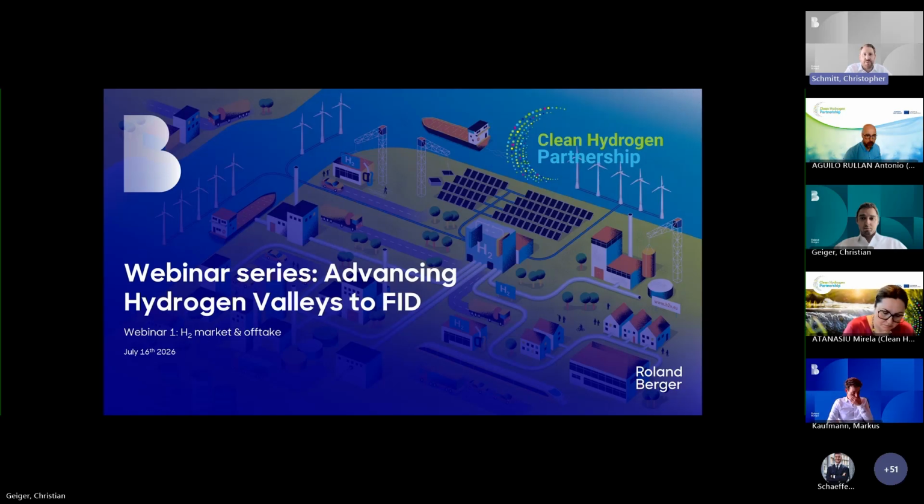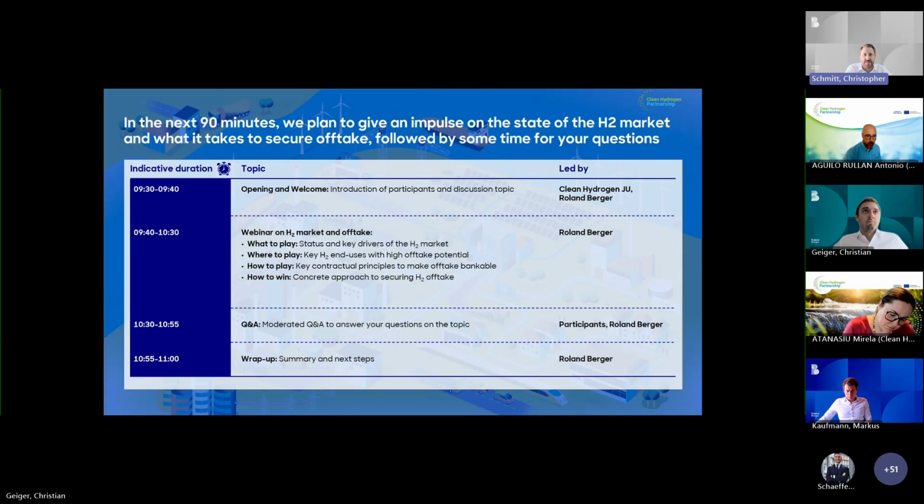Today, we're going to be dealing with the topic of offtake, both from a market perspective, what are offtake trends, things that we observe in the market, recent developments, but also from a functional, how-to-do-it perspective, how to go about securing offtake in the market environment that we see today, and what the concrete steps are that hydrogen valleys and hydrogen project developers more broadly can take in practical terms.